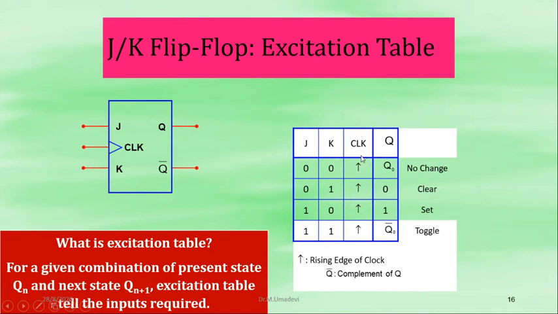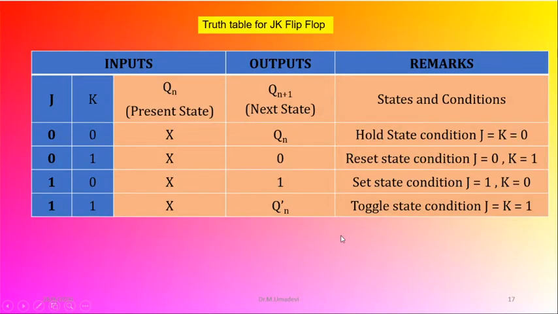This excitation table is for the rising edge of the clock, and Q and Q bar are the outputs. So again 0, 0, there is no change. 0, 1, it is the clear state, that is a reset. Then 1, 0 means a set, 1, 1 means toggle.